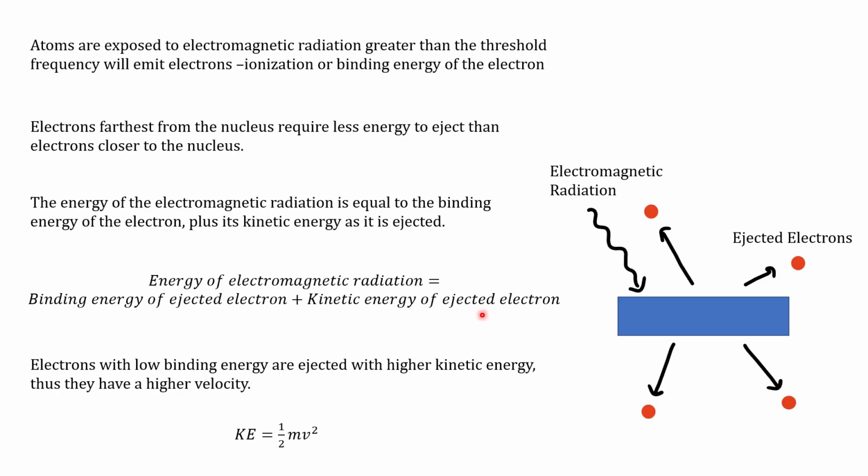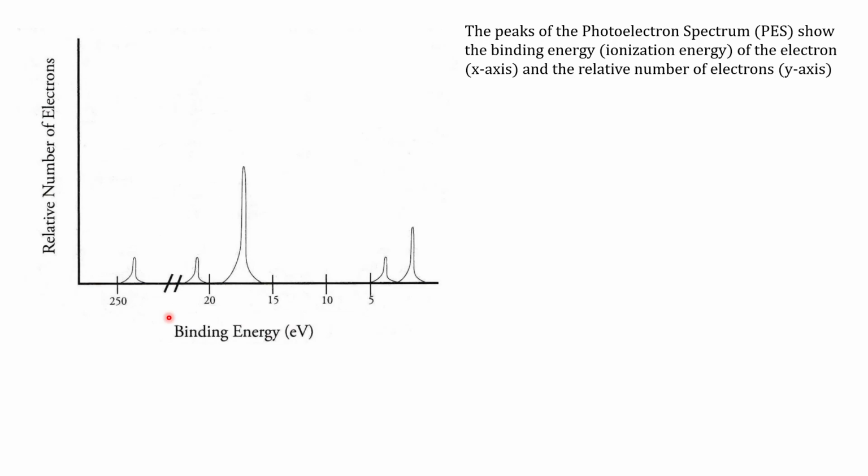So thinking about this physically, you have electromagnetic radiation hitting a substance here. This is a bulk substance of an element. What happens is you're going to get electrons being ejected. These electrons are going to have various kinetic energies, and they're going to correspond to various binding energies. So let's see what happens when we take a look at what the binding energy is and how many electrons are ejected. This is where we get our spectrum.